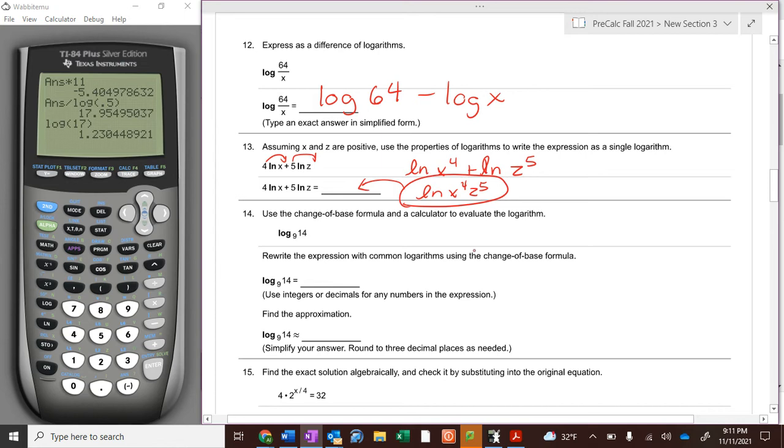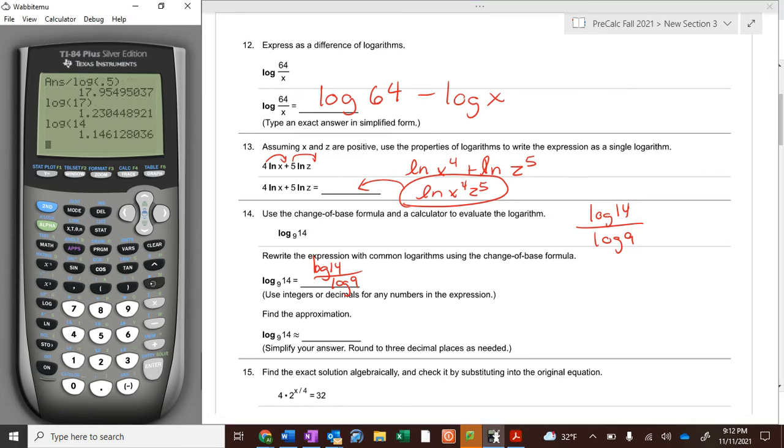Okay, change of base formula. Log base 9 of 14 is log of 14 divided by the log of 9. Okay, that's what you write in here, log of 14 over log of 9. And then you do the calculation: log of 14 divided by the log of 9, and it's 1.201.